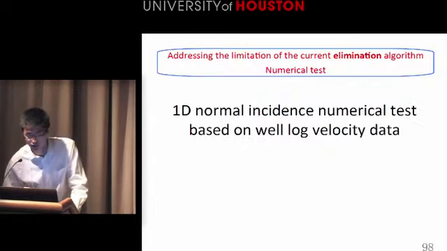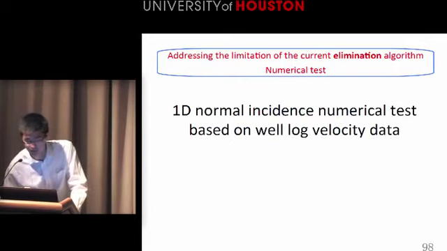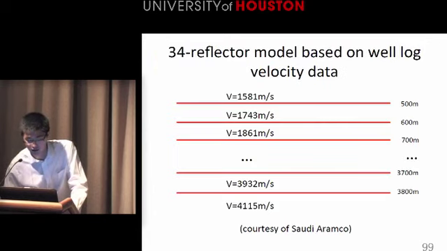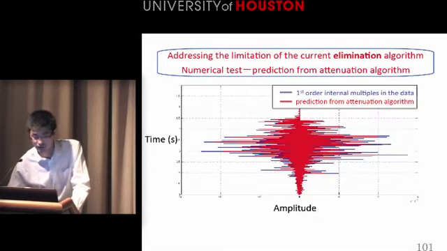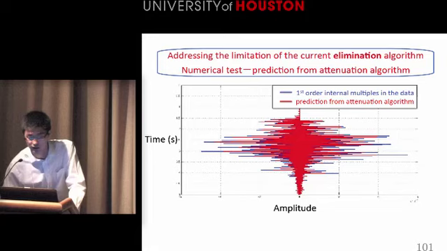And then I'll show a 1D normal incidence numerical test based on well-log velocity data. The data is offered by Saudi Aramco. And here, this picture shows the data. It's a 34 reflector model. And here's the input data. Because it's synthetic data, we can separate the first order internal multiples in the data, and we can compare all the internal multiples with the prediction.